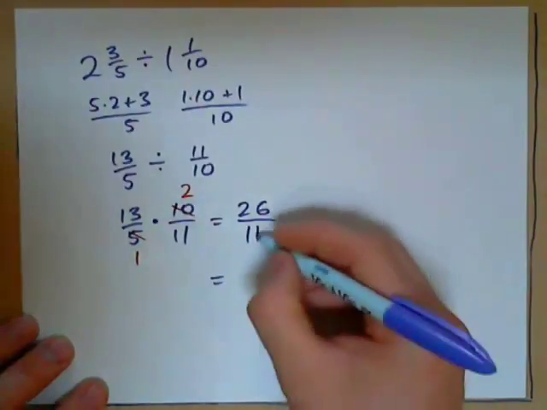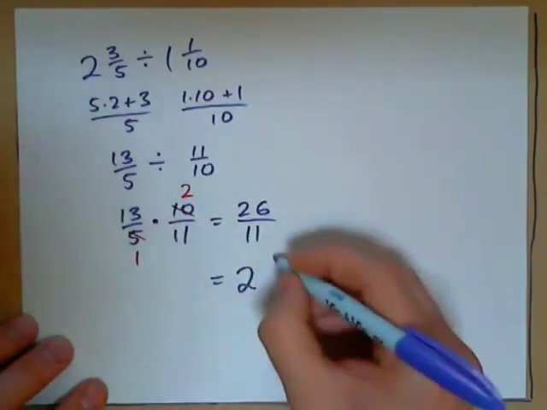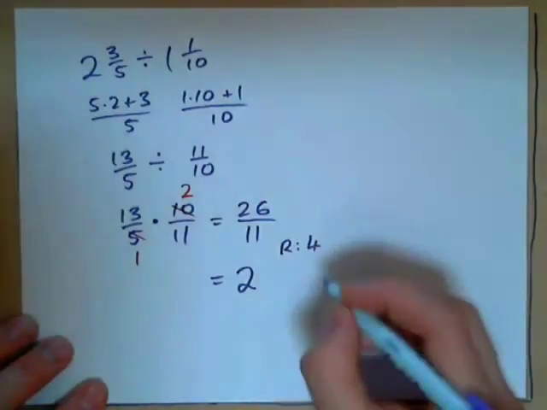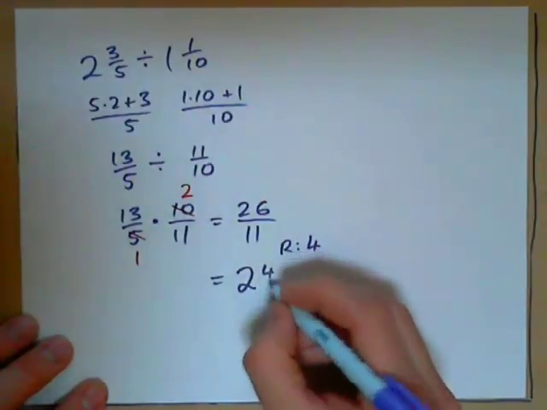As a mixed number, 11 into 26 goes twice. Remainder, well, that's 22, so remainder 4, right? So twice and 4 elevenths.